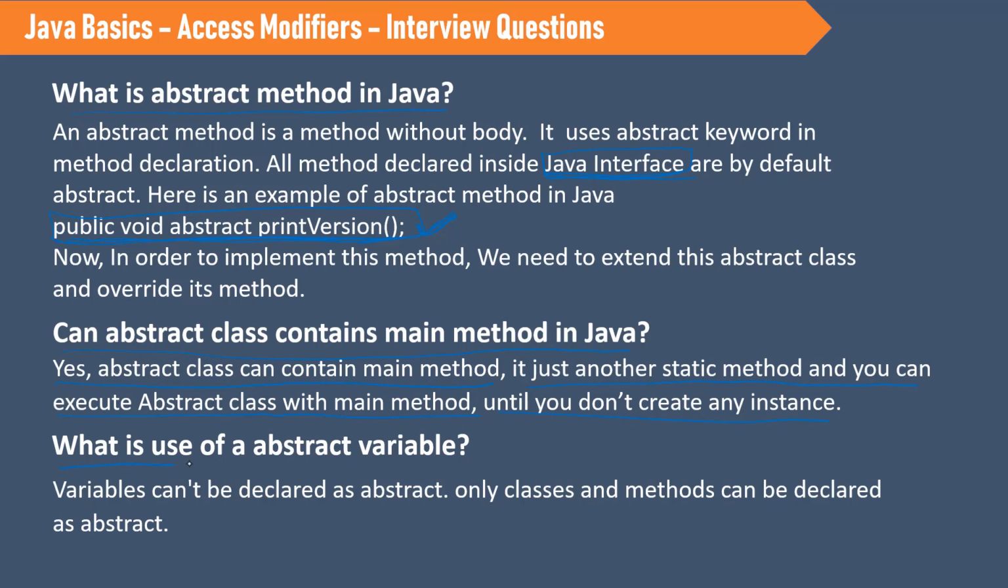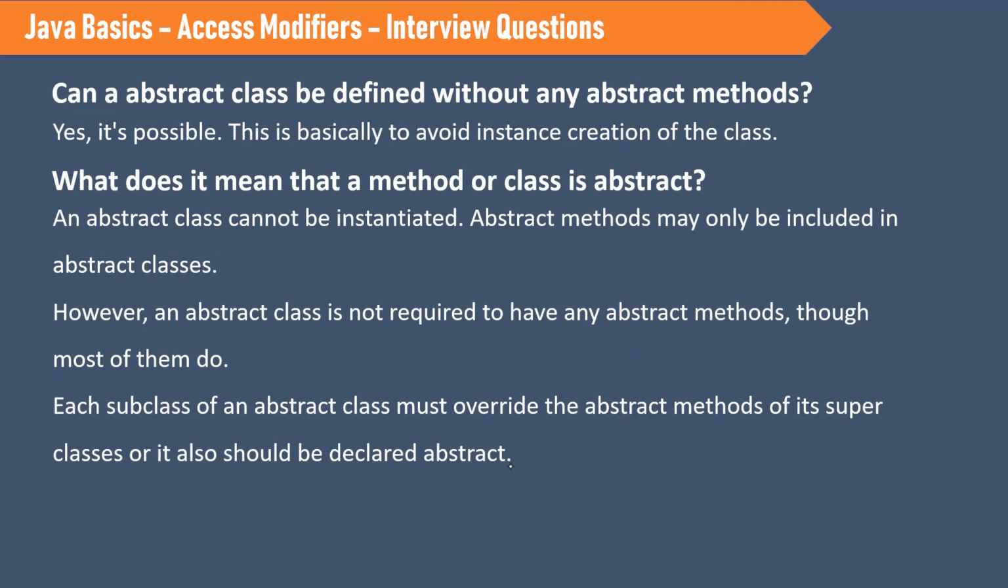Next question is, what is the use of abstract variable? If the interviewer asks you what is the use of an abstract variable, you can simply say that a variable cannot be abstract. Only classes and methods can be abstract, but a variable cannot be abstract, and this question doesn't make any sense.